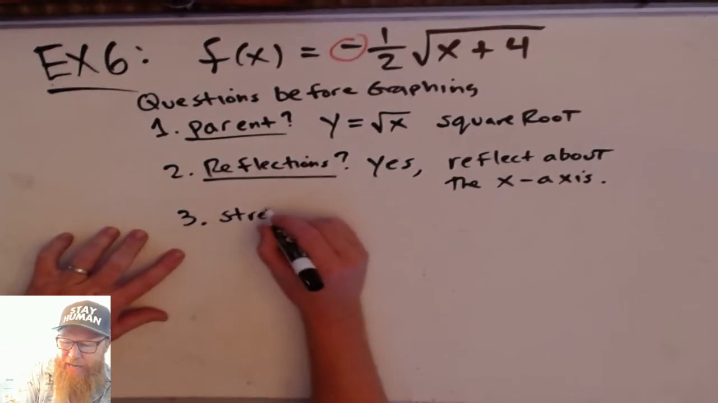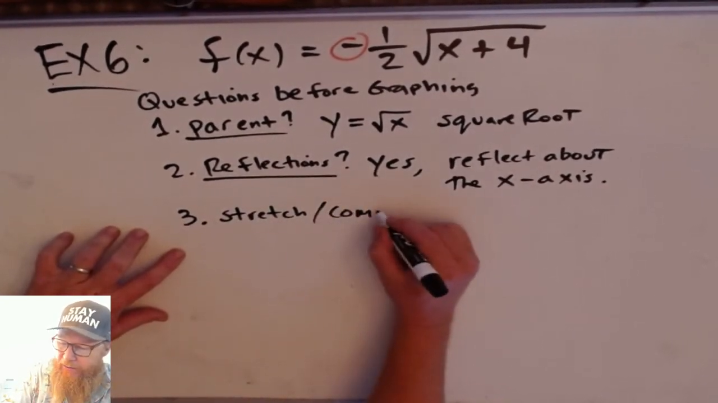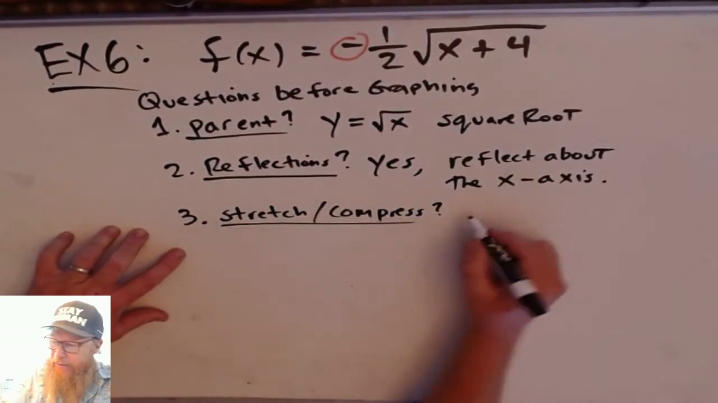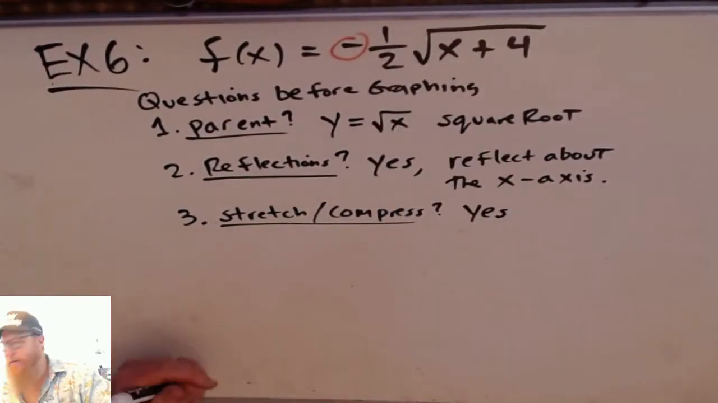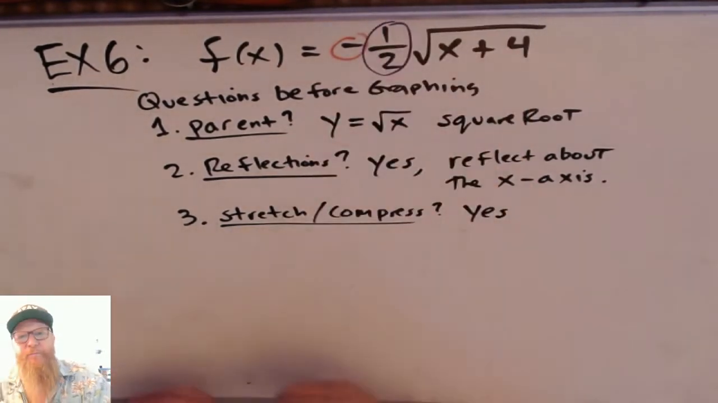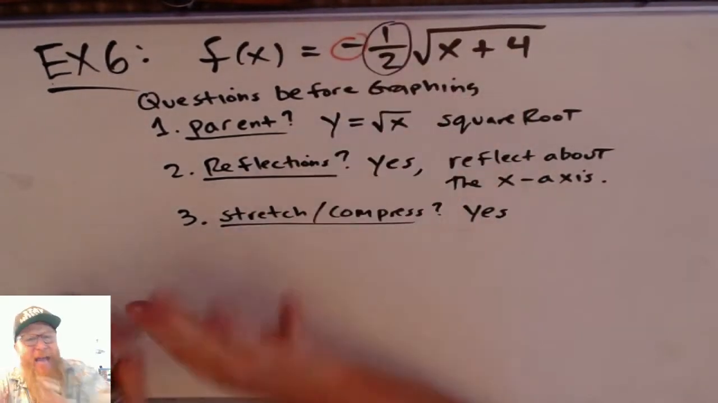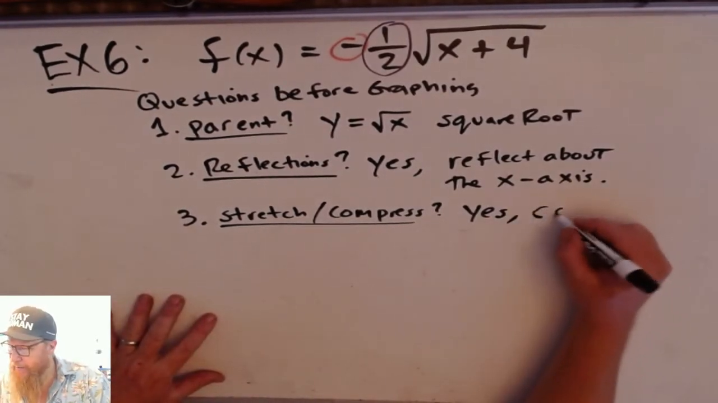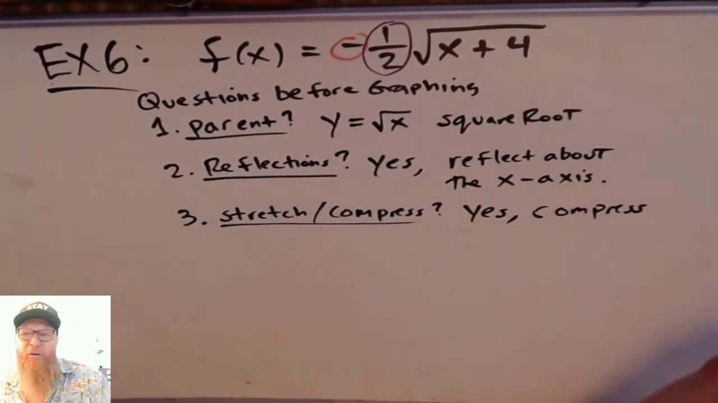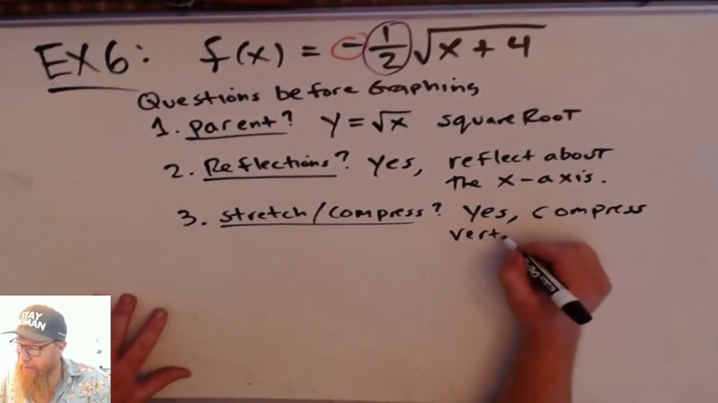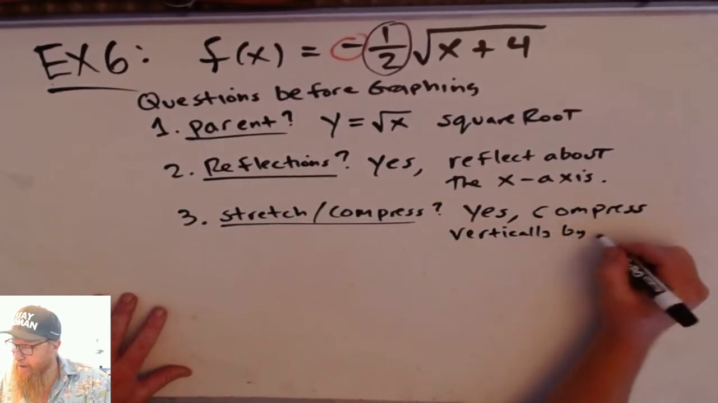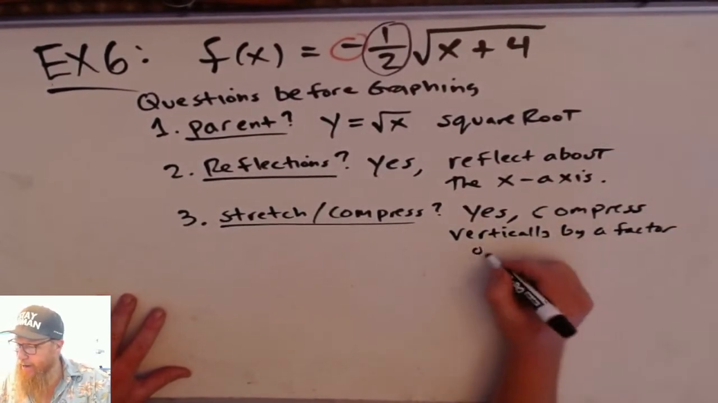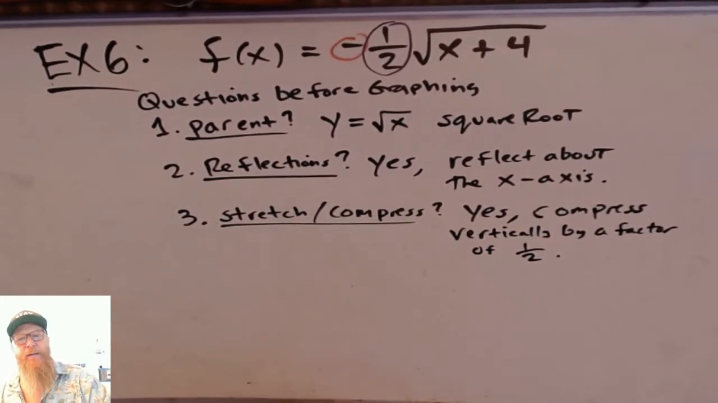Are there any stretches or compressions? Yes. That's this 1/2 right here. I think of the negative and the half as 2 separate transformations. So this is going to compress, also known as shrinking, vertically by a factor of 1/2. In other words, the graph is going to get shrunk half its size. All right.